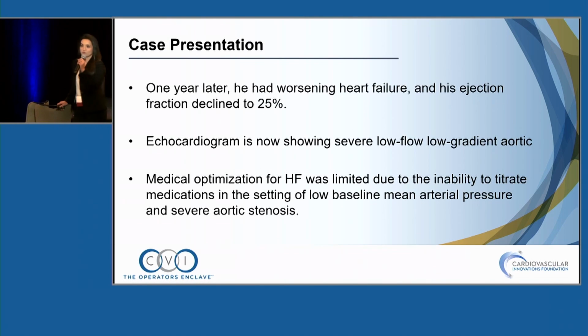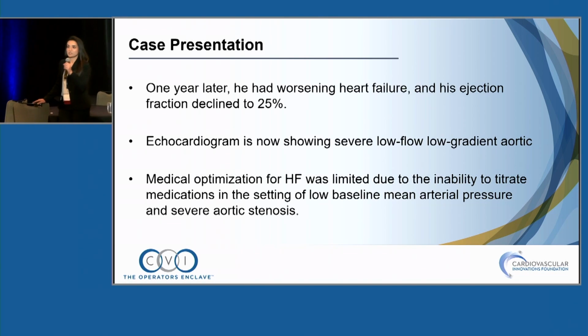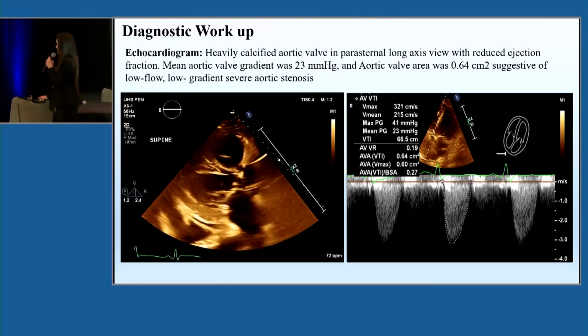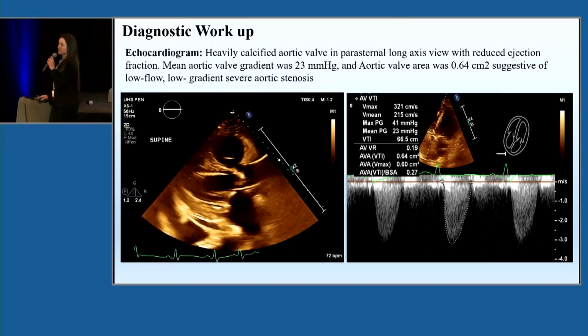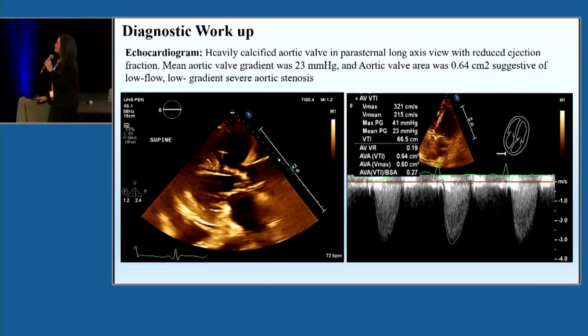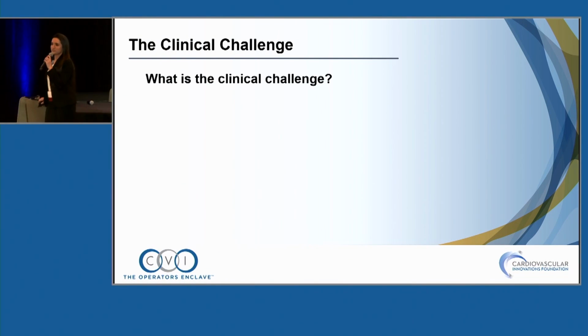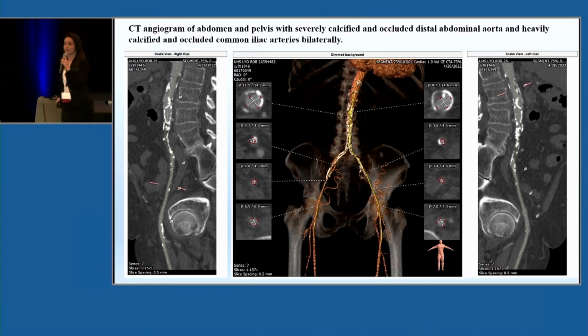Fast forward after a year, he courses through the natural progression of his disease. Now the EF is down, he's symptomatic, he's unable to tolerate medications, and he's knocking at your door asking if there is any option. You can see valve area less than 0.6, EF is down, classic low-flow, low-gradient AS. So what's the challenge here? It's just another TAVR. Basically, we have no access on this patient, and let me show you why.